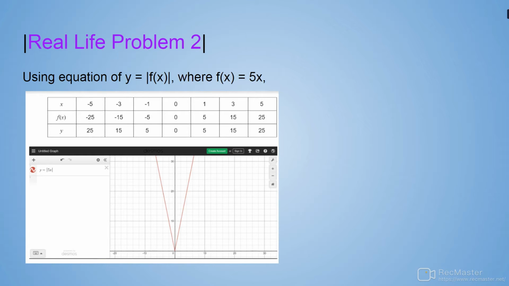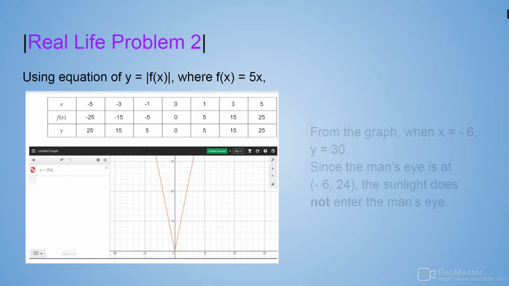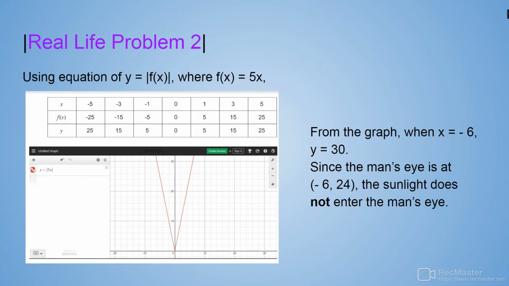Same as the last question, get a bunch of values and draw a graph, again in Desmos. And from the graph, we can determine that when x equals negative 6, the y value will be 30. However, since the man's eye is at the point (-6, 24), the sunlight will not enter the man's eye.